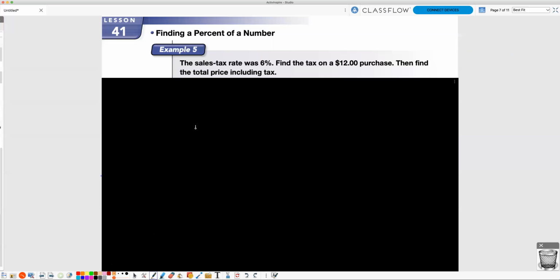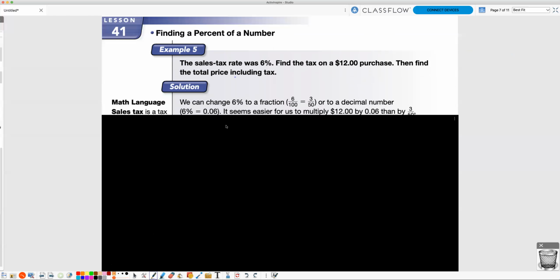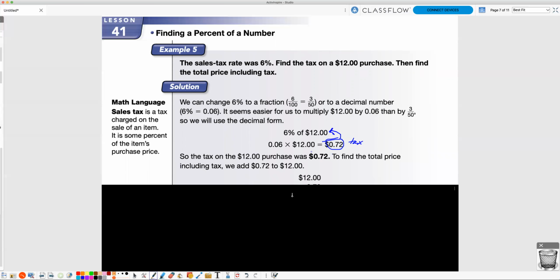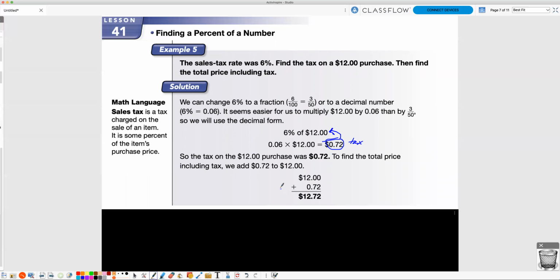All right, example 5. The sales tax rate was 6%. Find the tax on a $12 purchase. Then find the total price, including that tax. So if you have 6% of $12, you just have to multiply it out. So it'd be 6%, which is 6 hundredths, times 12, which is 72 cents. So this is the tax. That's just the tax right there. And if I need to add the tax to the total that we started with here, it would be $12.72 for the final answer.